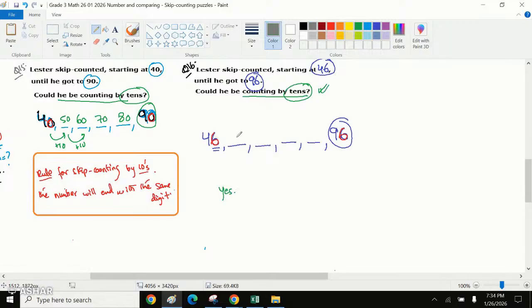Because if we add 10 to each number, this becomes 56. This is 66, 76, and 86. And eventually that would be 96. Agreed? Do we agree on this? Either we write the numbers or we just look at the last digit. Okay.